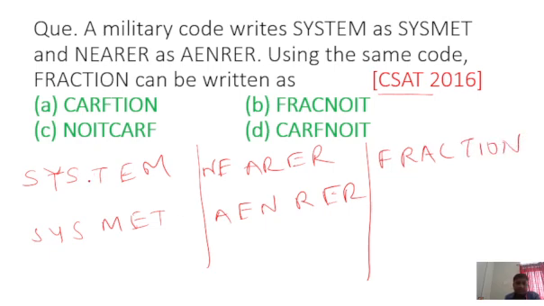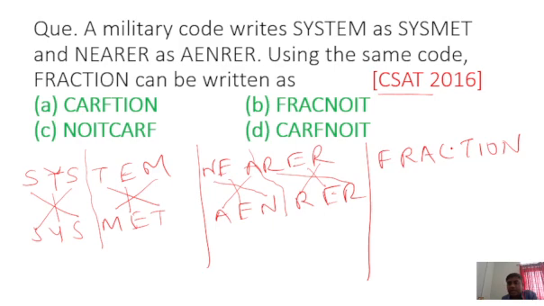If you see here, there are a total of 6 alphabets in SYSTEM, so we can make groups of 3 and interchange like that. Here it is also a total of 6 alphabets, so we divide them into 2 parts, 3 and 3. So A comes first, E second, N third, R comes first, E second, R last.